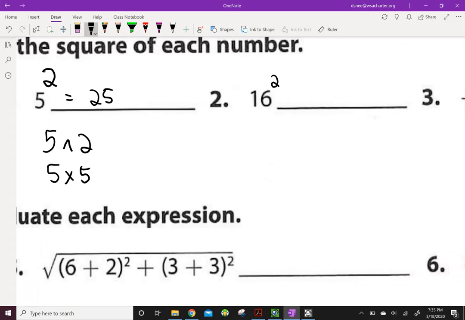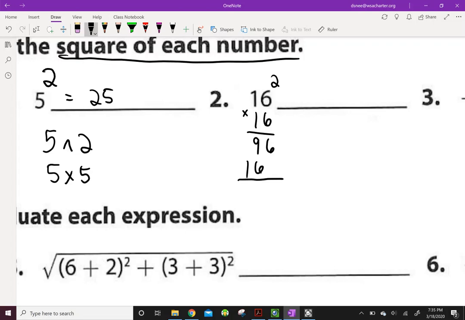Okay, over here we're doing the same thing. We're raising 16 to the second power. We're finding the square of each number. 16 times 16 equals 256. So 16 squared is 256. Again, you can type in your calculator 16 up 2 and you will get the same thing, 256.